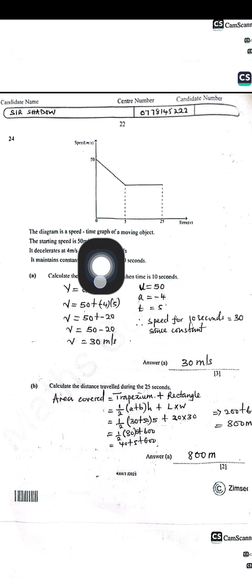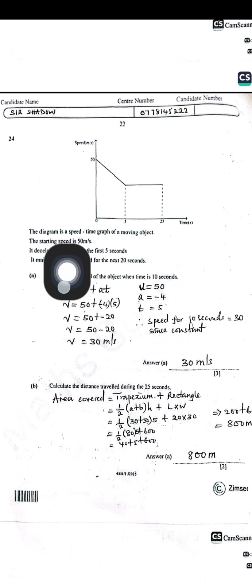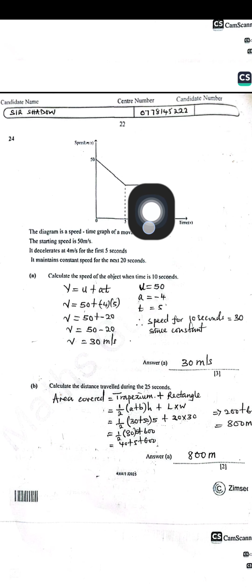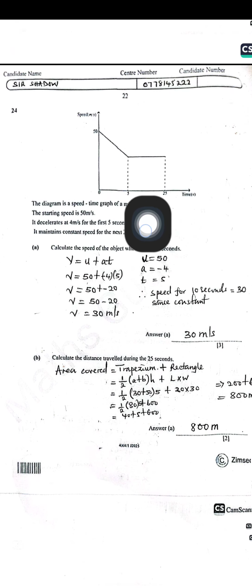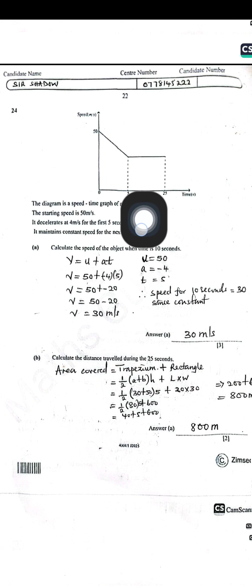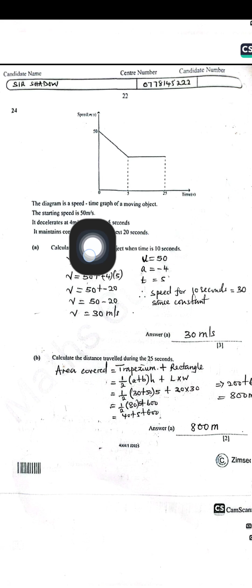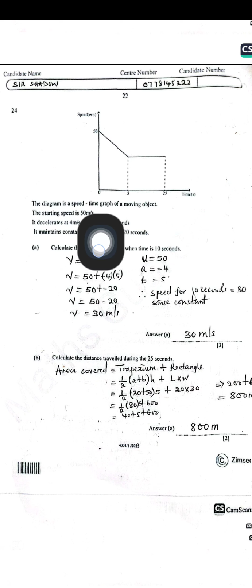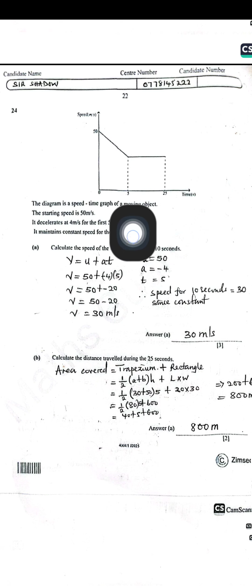The diagram is a speed-time graph of a moving object. The starting speed is 50 meters per second. So it starts from 50 meters per second and decelerates within 5 seconds. Then it decelerates at 4 meters per second squared for a further 5 seconds, from this point to this point.